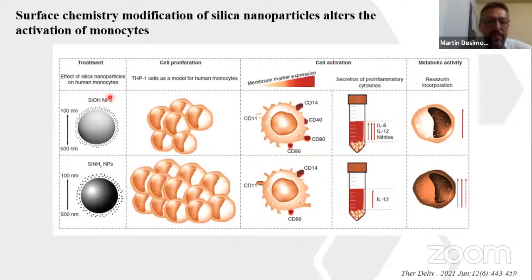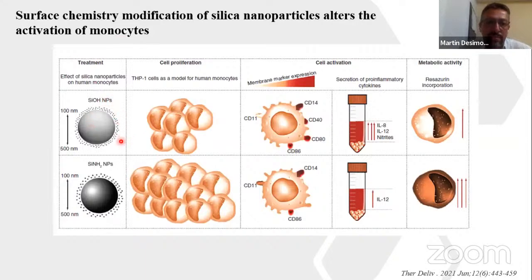We also evaluate the effect of the surface modification of the nanoparticles. We compare, for example, nanoparticles of the same size with silanol groups on the surface. These particles possess a negative zeta potential. And we compare with the effect of silica nanoparticles with an amine functional group on the surface. These particles possess a positive zeta potential. And we evaluate their effect on cells present in the immune system, for example, monocytes.